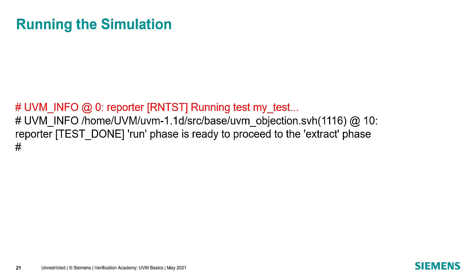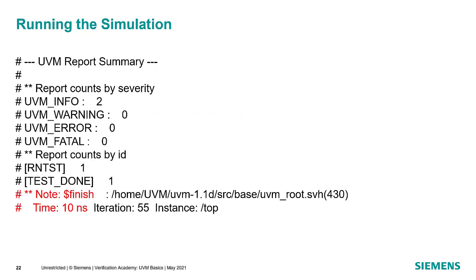When that test is complete at time 10, we issue a message that says, from this file, uvm_objection.svh at line 1116 at time 10, the reporter is issuing a test done message, which says the run phase is ready to proceed to the extract phase, which means that we're done with the test. And then at the end of the simulation, we issue a report summary. So it shows how many different types of messages were issued. In this case, there were two UVM_info messages, one from RNTST and one from test_done. And then we call $finish. And at time 10, we indicate that the simulation is completed.